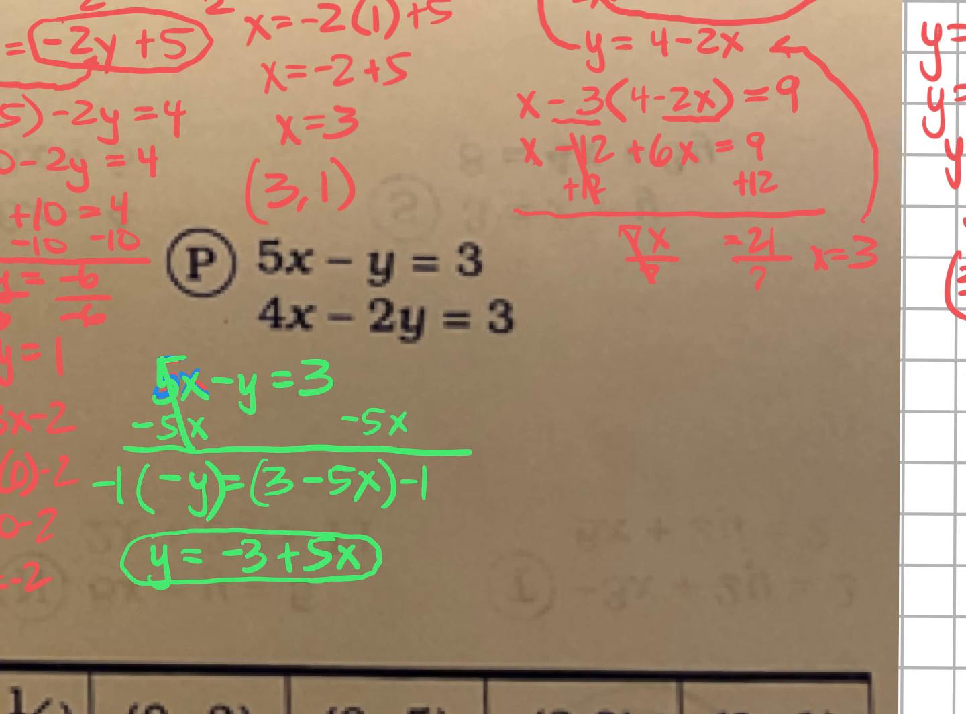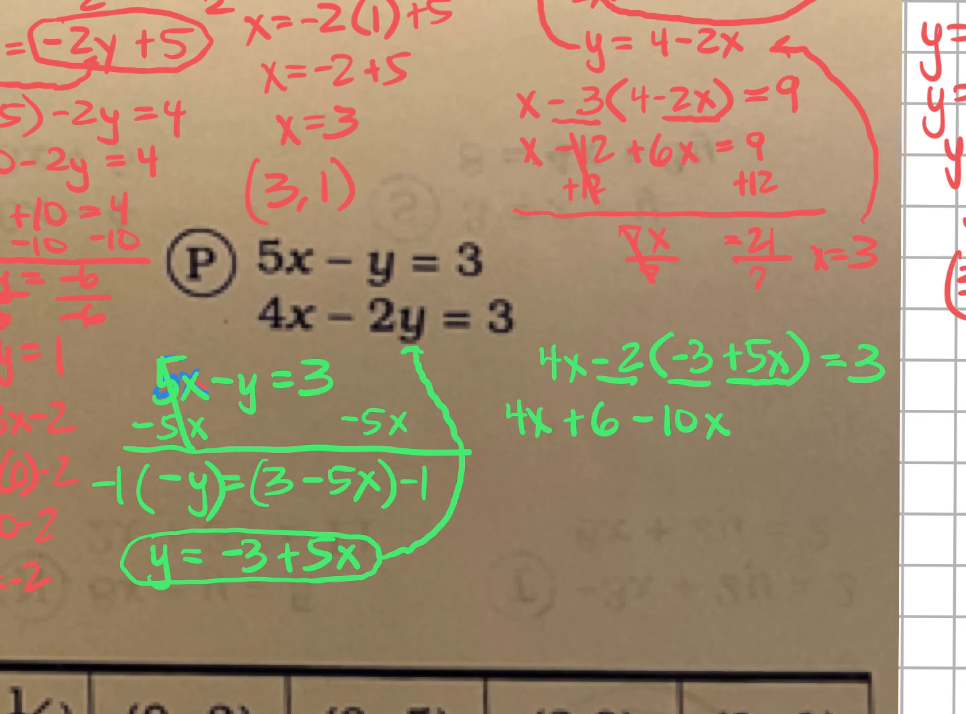All right, now that I know what y equals, I'm going to plug it into the other equation right there. 4x minus 2 times y, but y is negative 3 plus 5x, equals 3. All right, 4x. Negative 2 times negative 3 is positive 6. Negative 2 times 5x is negative 10x equals 3. 4x minus 10x is negative 6x plus 6 equals 3.